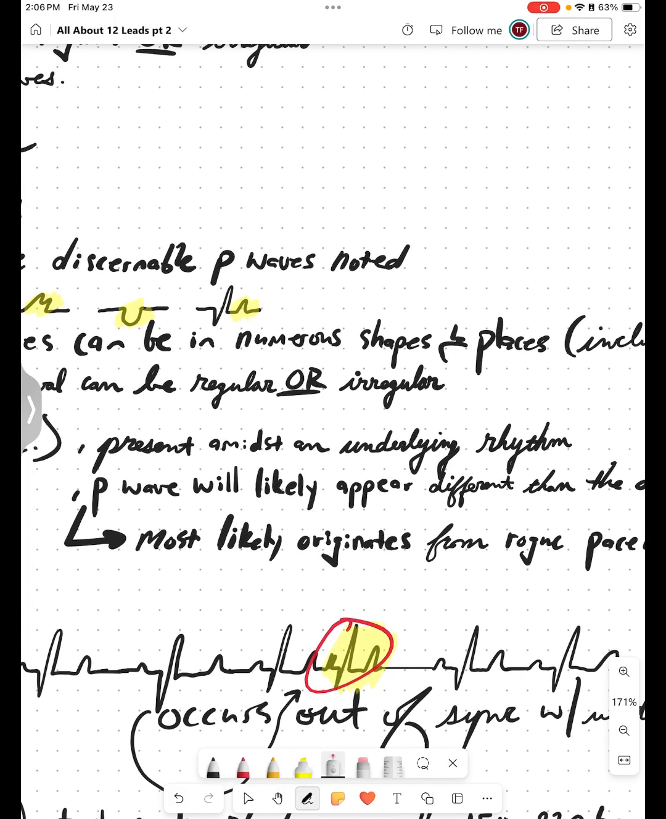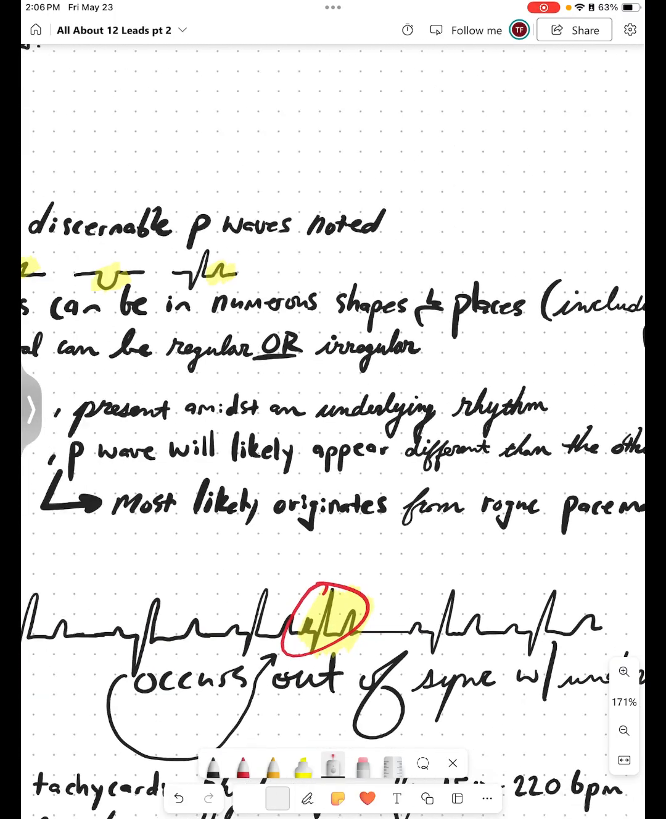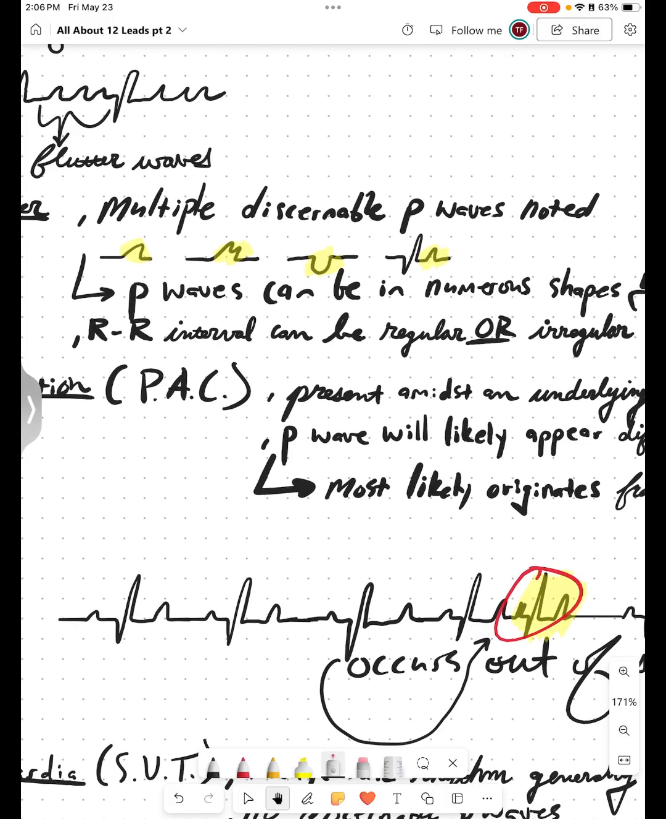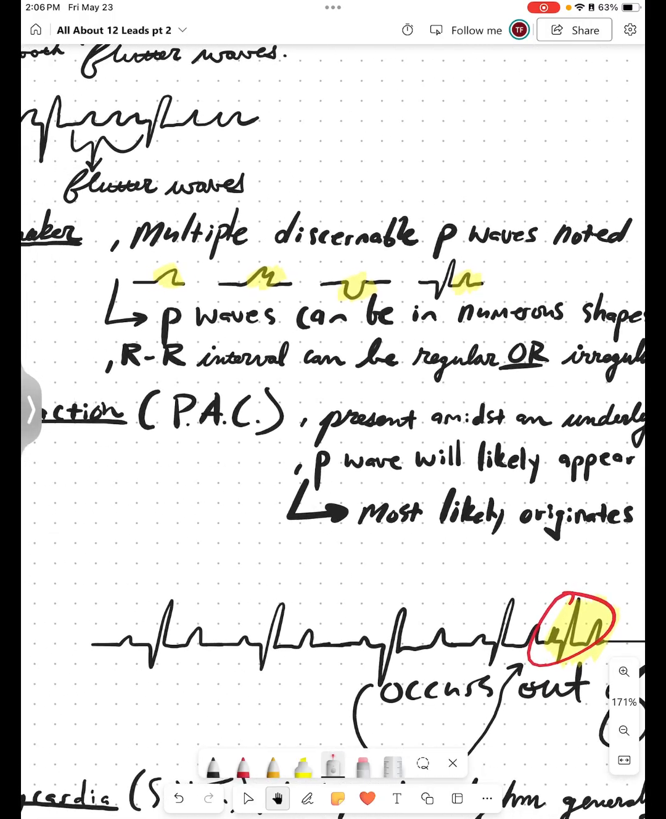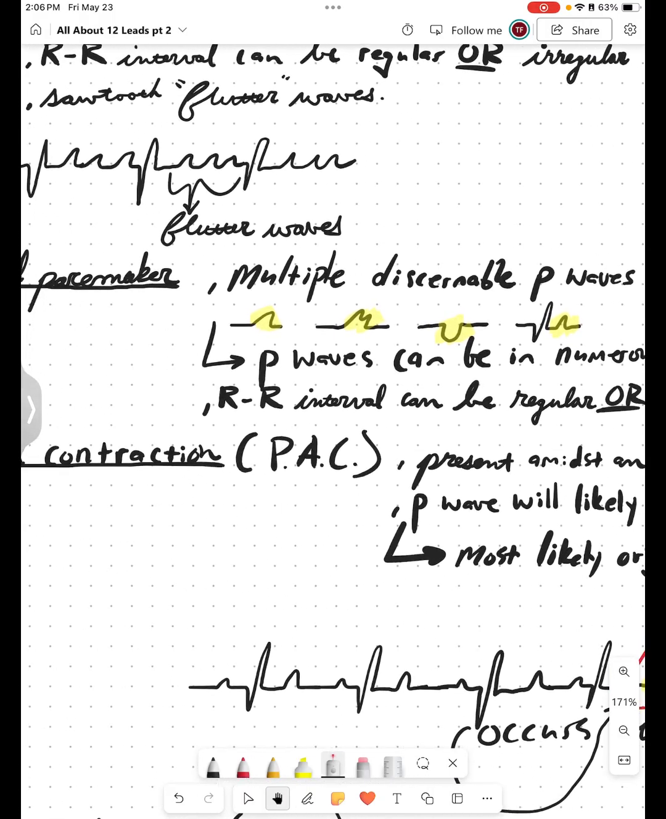P waves can be in numerous shapes and places, including after QRS. And the R to R interval can be regular or irregular. You think about it, if I have electrical stimuluses originating from multiple pacemaker cells in the atria, most likely the time it takes to reach that QRS is going to be different depending on which one it's coming from. And so you might have slight variations in what that's going to look like.